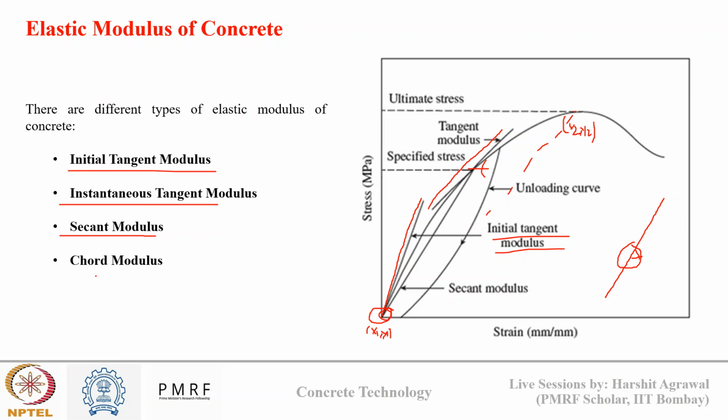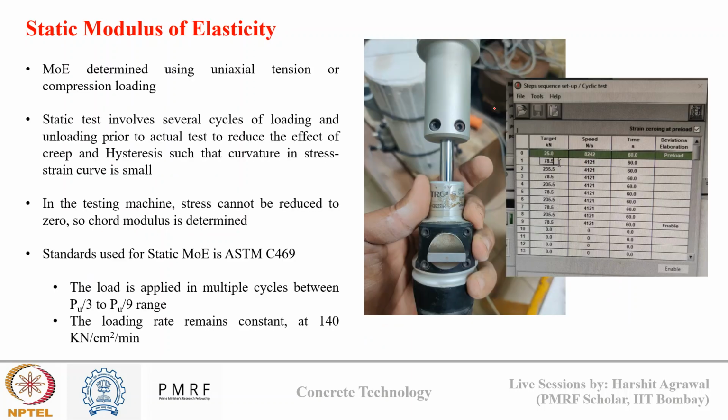but here the 2 points can be anywhere between the 0 point and the Pu value. So in between those, if I take 2 points, then the slope of the line joining those 2 points will represent the chord modulus. Generally, modulus of elasticity we determine up till the point where the concrete is showing some elastic behavior. Up till that point we can determine the modulus of elasticity. That will be my last point for the secant modulus.